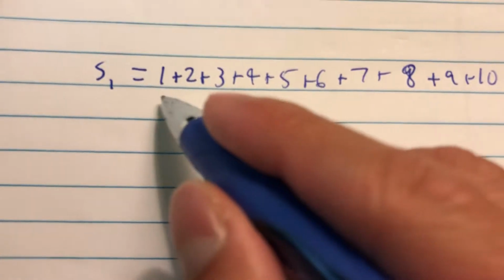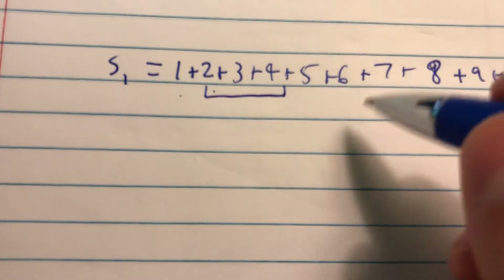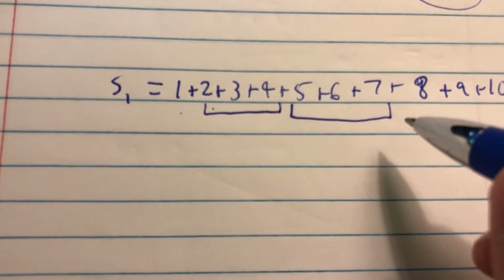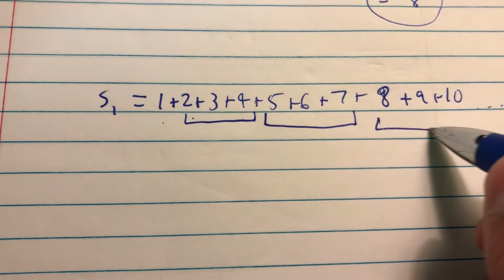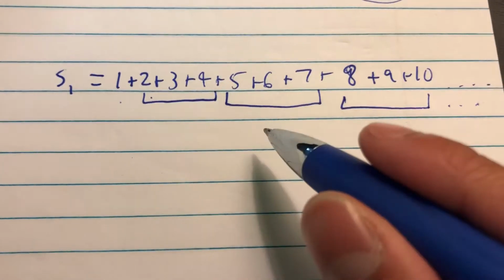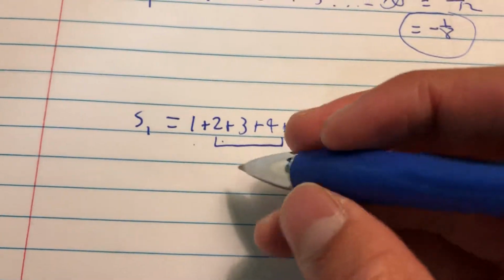If we took these in portions, we could put 2 plus 3 plus 4 in one portion, 5 plus 6 plus 7 in another portion, and 8 plus 9 plus 10 in another portion, and so on. We're going to take them in portions of 3. So now, how would this work out?